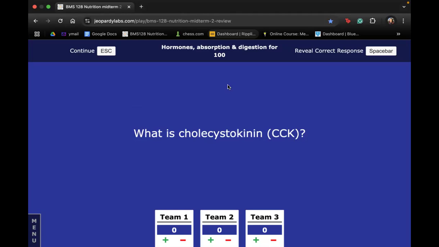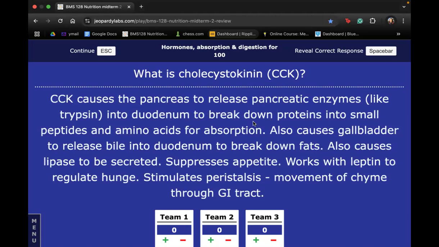Doesn't it cause your gallbladder and your pancreas to secrete bile and lipase? It releases pancreatic enzymes like trypsin into the duodenum to break down proteins into smaller peptides and amino acids for absorption. It causes the gallbladder to release bile to break down fats, and causes lipase to be secreted, which suppresses appetite. It works with leptin to regulate hunger and stimulates peristalsis, which is the movement of chyme, which is food as it's broken down through the GI tract. So this is a very important hormone.